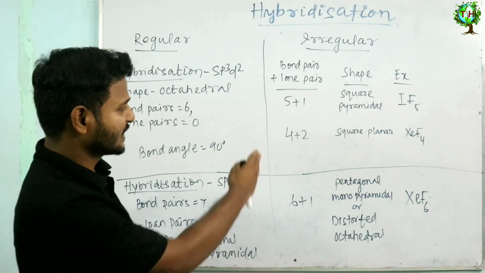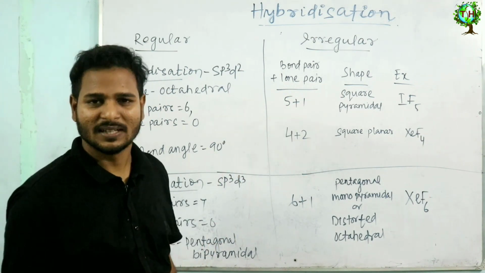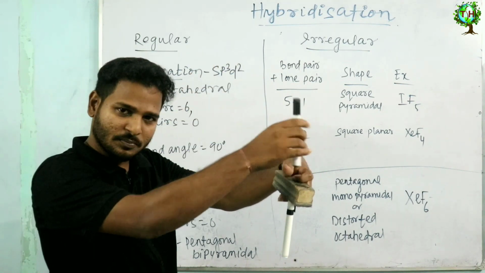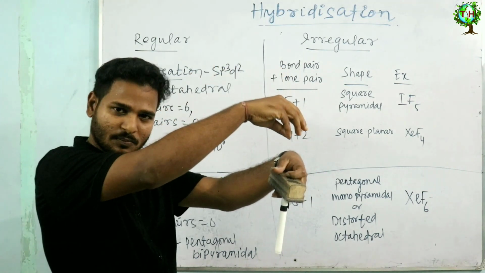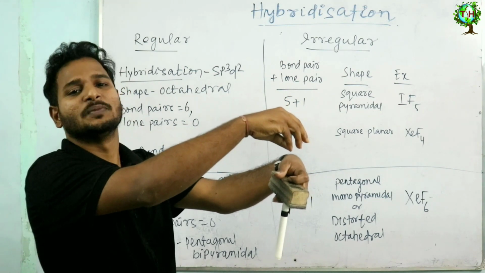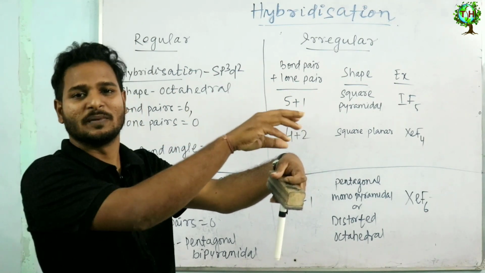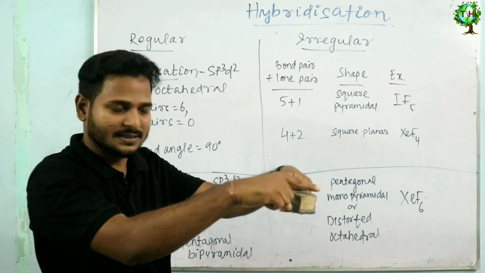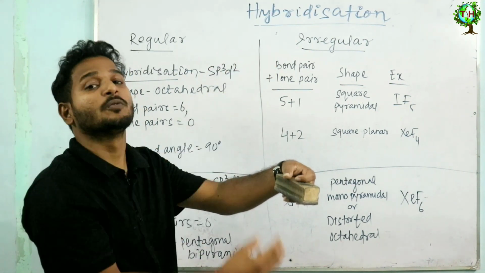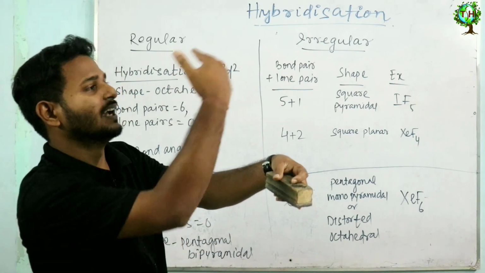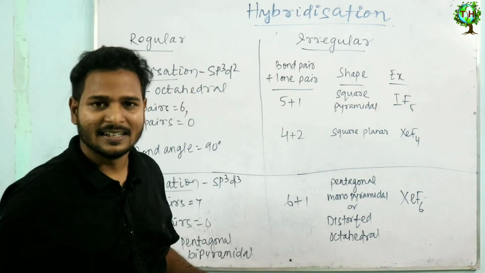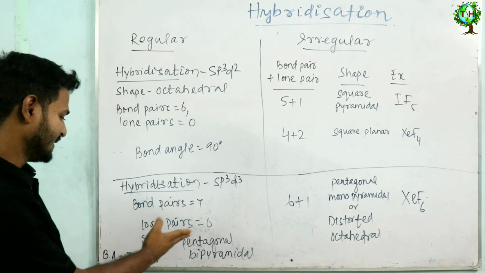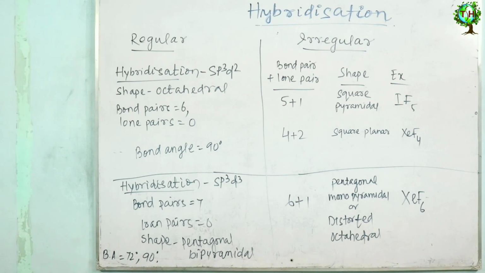Now, the second one, square planar geometry. In octahedral geometry, there are 6 bond pairs. In square pyramidal geometry, the lone pair is out of the plane instead of a bond pair. And in square planar geometry, there is again a lone pair out of the plane. Okay? So 4 bond pairs in the plane and 2 lone pairs 180 degrees to each other and out of the plane. Fine.